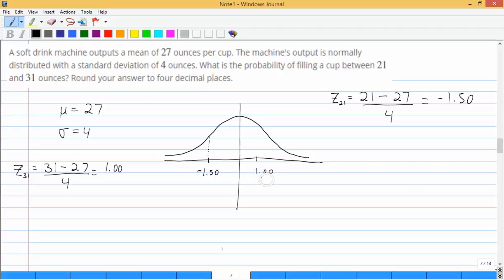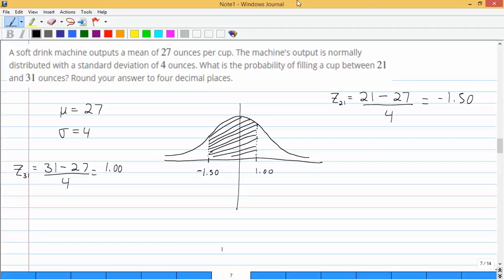So that would be probably, if you had to guess, maybe about right here under the normal curve. What I'm trying to figure out is the area between those two. Finding the area between those two will give me the probability of the machine filling a cup between 21 and 31 ounces. So what you want to do is look up the value for the far right z-score and then subtract the value for the far left z-score.